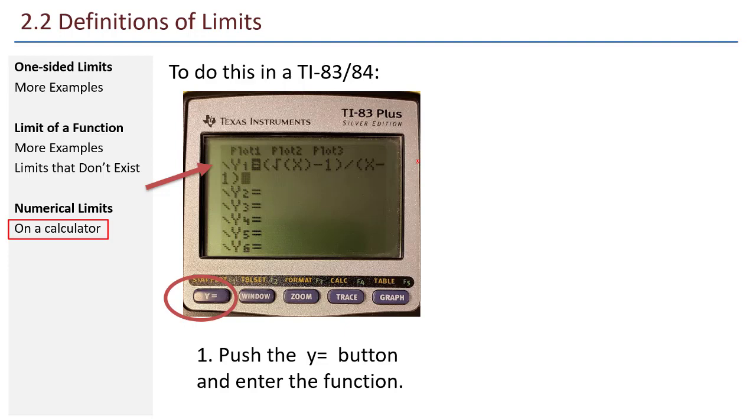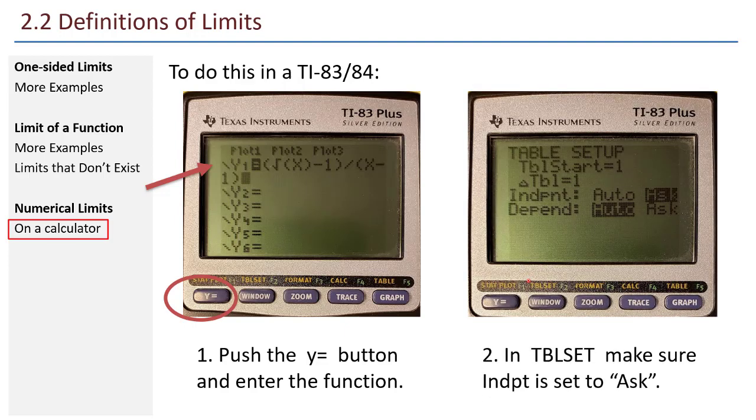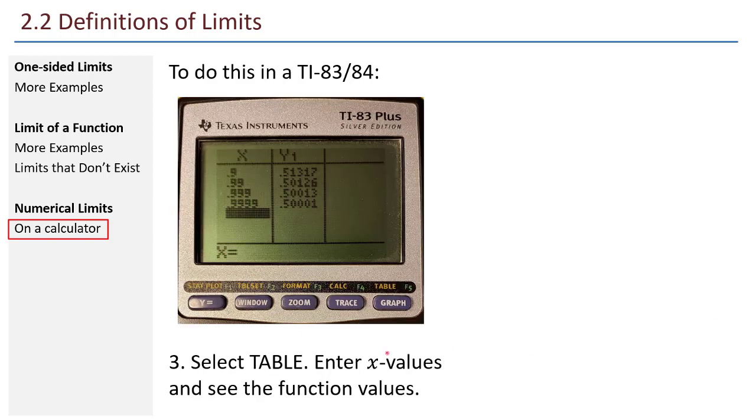Okay, so you've entered your function. The next step is to go into Table Set. It's above the Window button. And the only important thing there is to set your independent variable to Ask. By default, it's set to Auto. You don't want Auto. You want your independent variable to be set to Ask. All right, now you're ready to make the table. So select Table, that's above the Graph button. And you can start entering values in the left column under x. This is why we set the independent variable to Ask. So you can just plug in any number you want. And as a result, in the column to the right of that, you will see the y values. Those are the values that come out of your function.